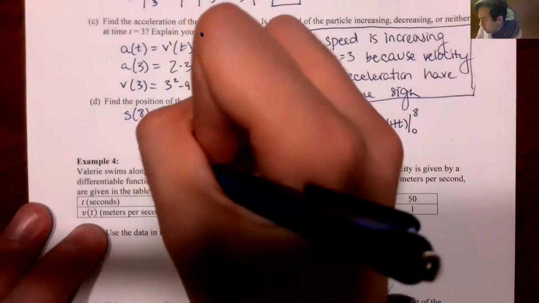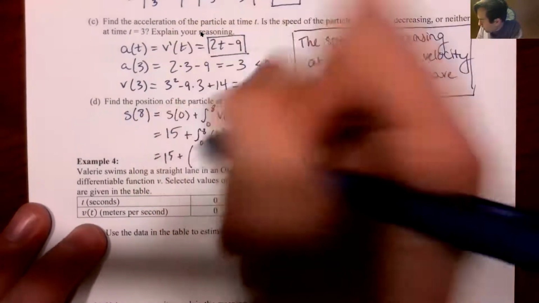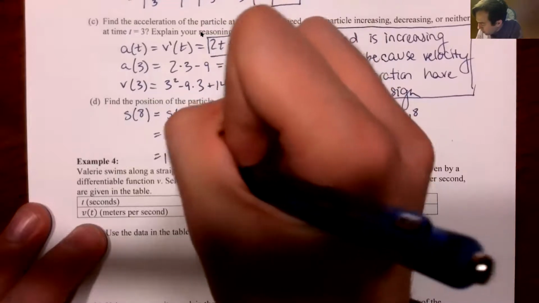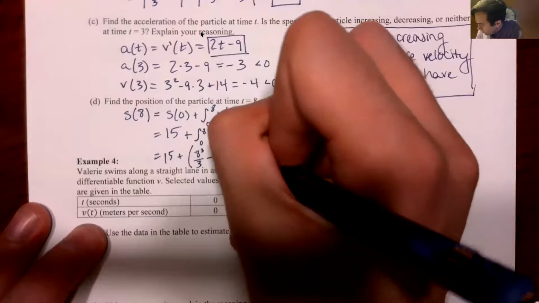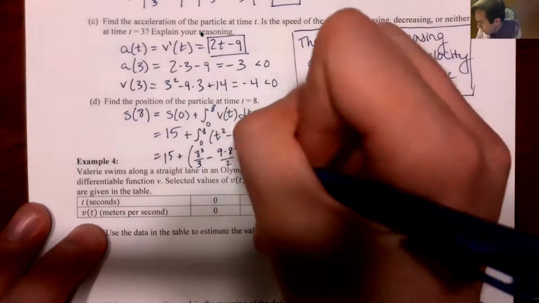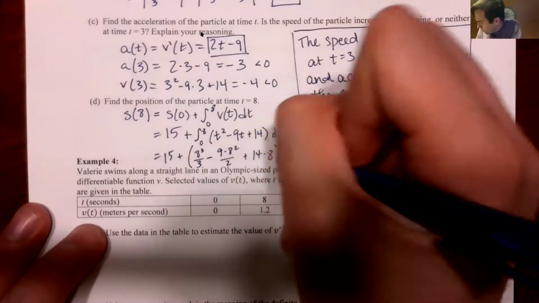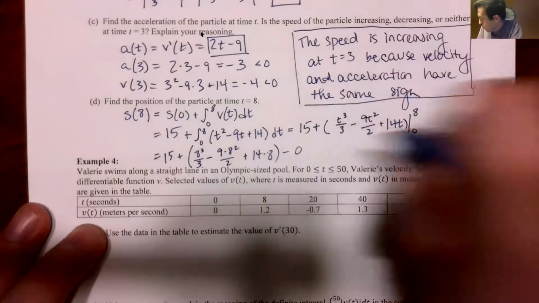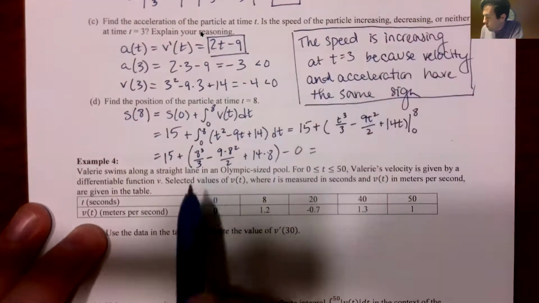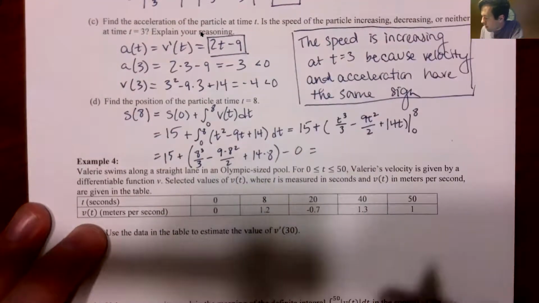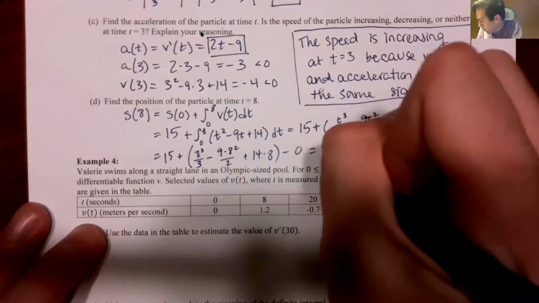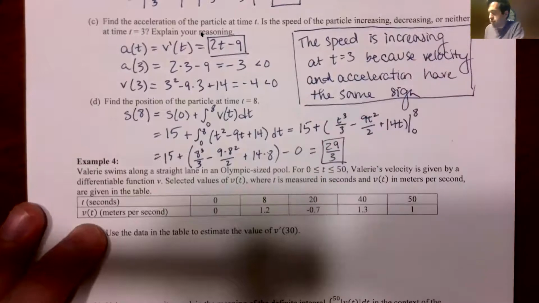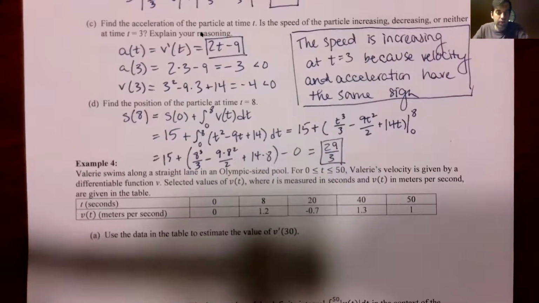Okay, so this time we can plug in 8 first. And we plug in 0, we're going to get 0. So if you combine all of these numbers together, you're going to get a final answer of 29 over 3. So that's the position of the particle at time t equals 8.